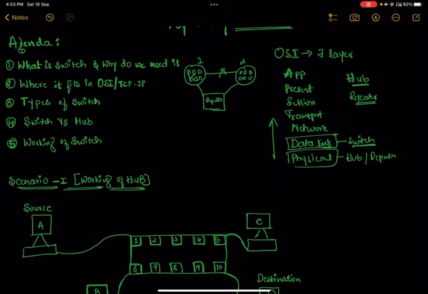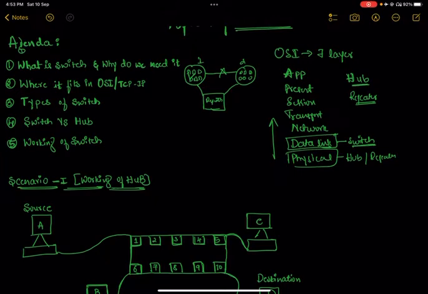And then let's move on to the network layer. We have a router there. So router, of course, is more intelligent than switch. Likewise, whenever you go from the bottom up to the top layer, there's better intelligence, right? So this is all about why we need a switch and where it fits in our OSI layers.